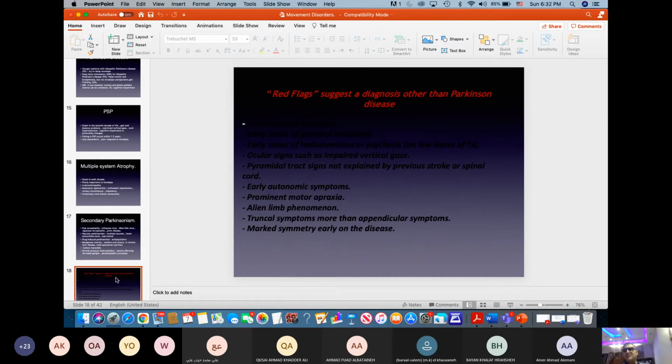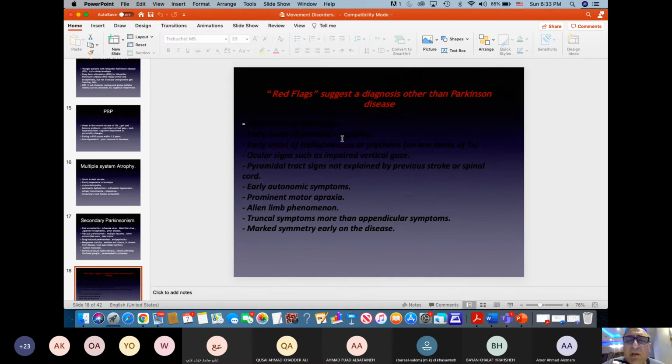So we have red flags. If you suspect Parkinson plus or secondary Parkinsonism, in contrast to idiopathic Parkinson's disease, these are the features. For example, early onset of dementia. So a patient coming with bradykinesia and rigidity with early onset of dementia and visual hallucination, you think dementia with Lewy body, or the other name, Lewy body disease.